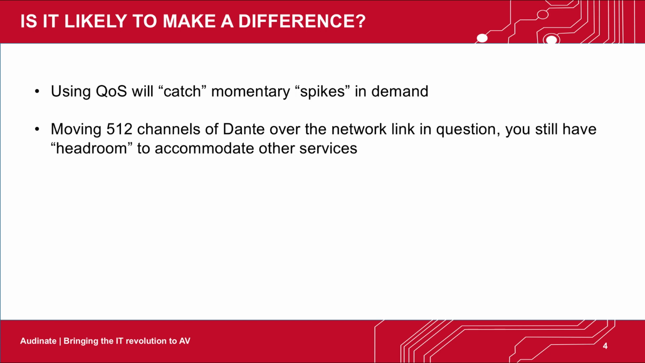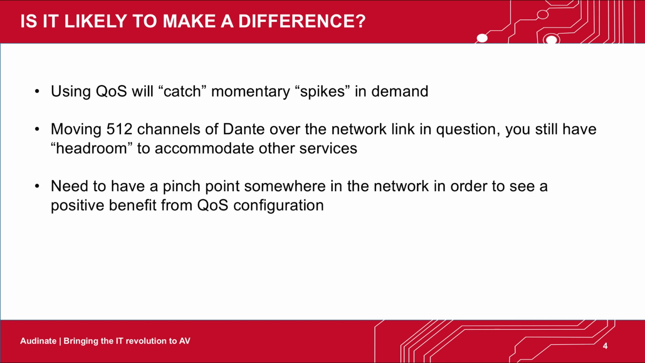Now let's remember that 100 megabits per second is still a lot of data. It is feasible that you could use QoS to run the link at a very high saturation point, say close to 95%, and still protect Dante audio. But the question is, why would you want to do that? You could just easily go out and get a 10 gig switch. It's cheaper and easier. You will generally need to have a pinch point somewhere in the network in order to see a positive benefit from QoS configuration.